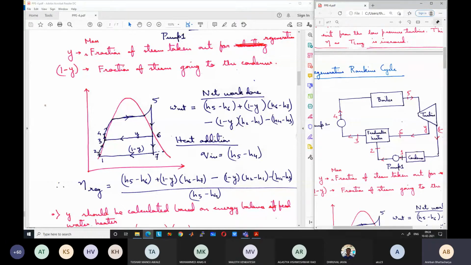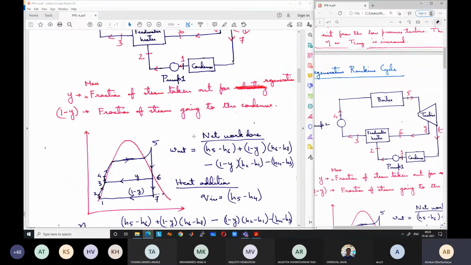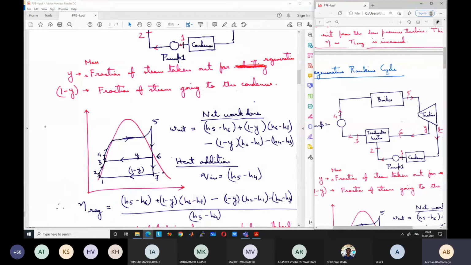Now what is done is that the expansion in the turbine goes as usual, but while the expansion is occurring, at a certain intermediate point from the turbine, you extract some amount of steam, a very small amount of steam. The rest of the steam goes through the normal expansion in the turbine, but a small amount of steam is extracted and it is brought to a mixing chamber like this.